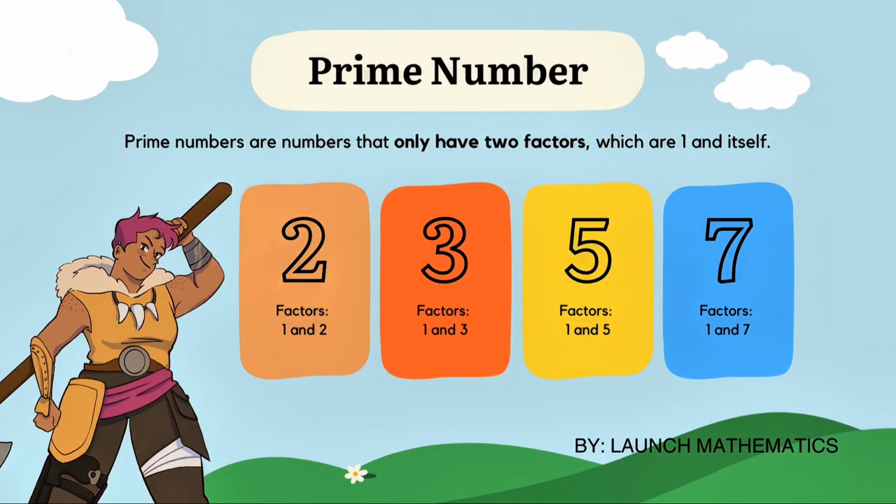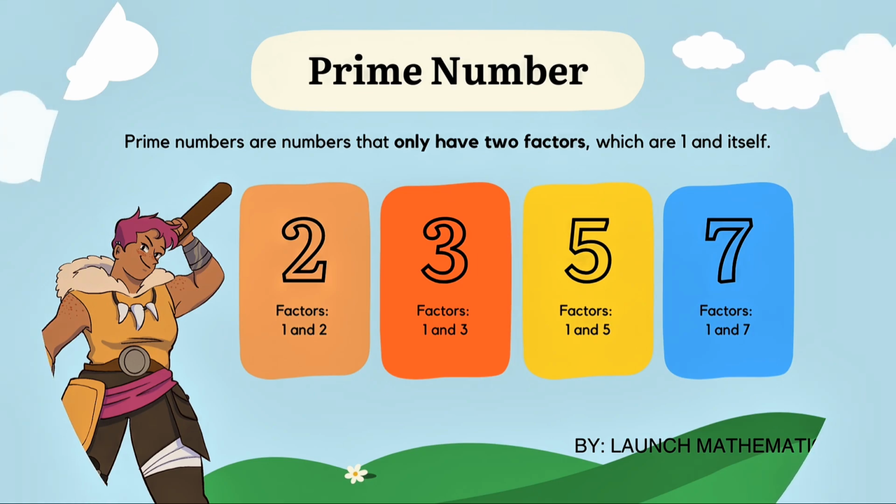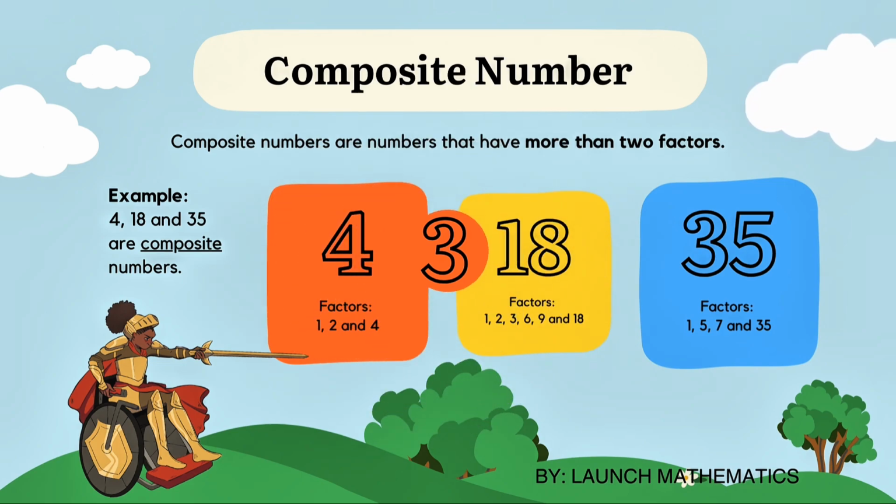Now what is a prime number? Prime numbers are numbers that only have two factors, which are 1 and itself. For example, 2, 3, 5, 7, 11 and so on, those numbers which have only two factors, 1 and itself, are prime numbers. 2 has factors 1 and 2, 3 has factors 1 and 3.